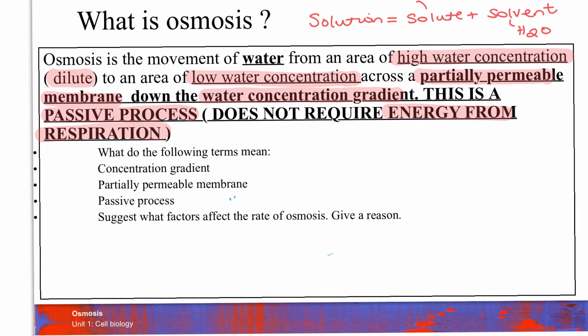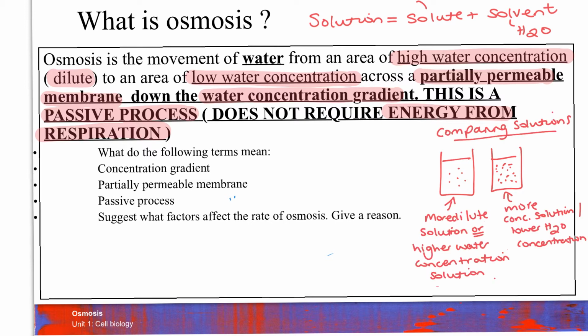So when you've got a solution that has a set volume or a set mass of water, and in one of those solutions, you've got just a few sugar particles dissolved, compared to another solution in which you've got lots and lots of sugar particles dissolved. This one is a more concentrated solution or has a lower water concentration.